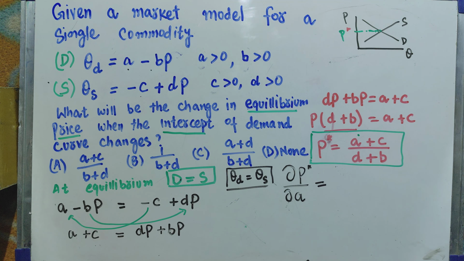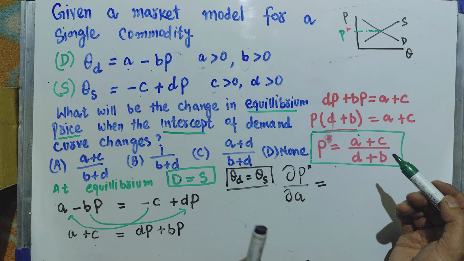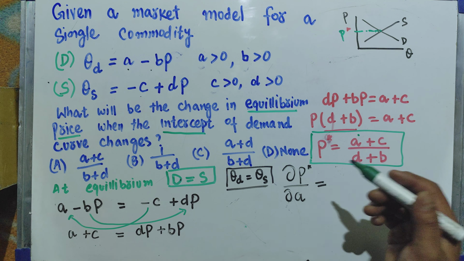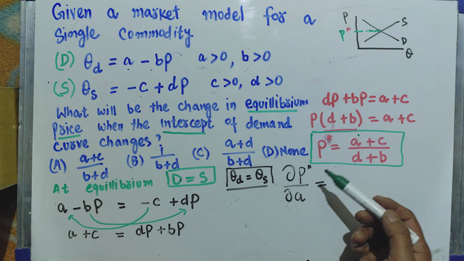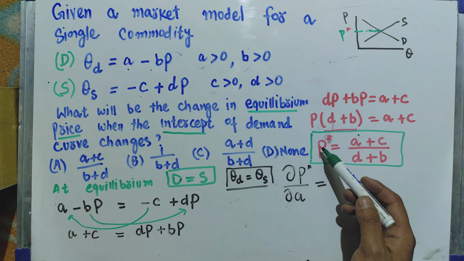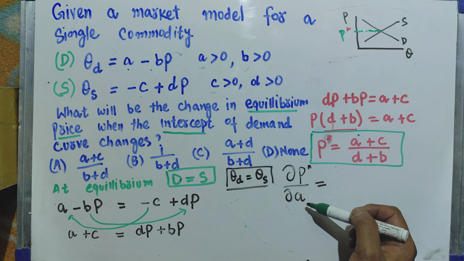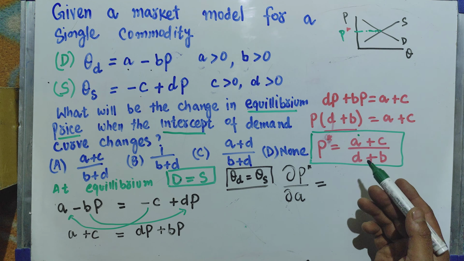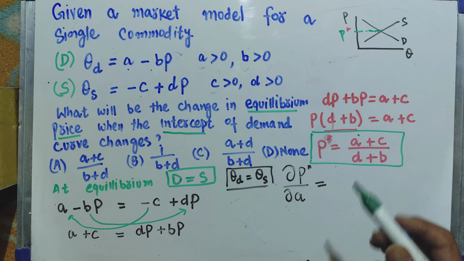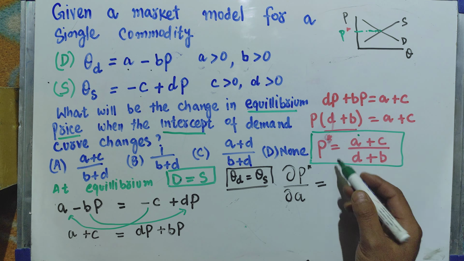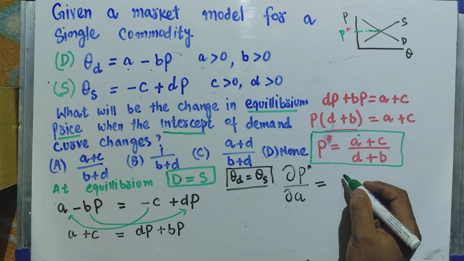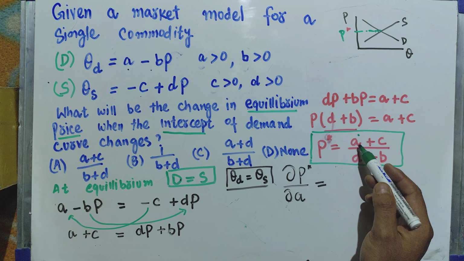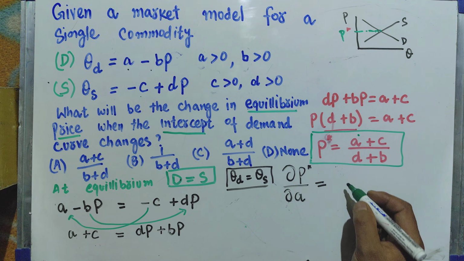Let me repeat it here again. This is our equilibrium price. Now we need to find out the change in the equilibrium price when the intercept of the demand curve changes. So that is simply the partial derivative of equilibrium price with respect to the intercept of the demand curve. Intercept is A. Now if I take the partial derivative with respect to A of this demand function, can I write it like this? And the derivative of this demand function with respect to A, derivative of A will be 1.